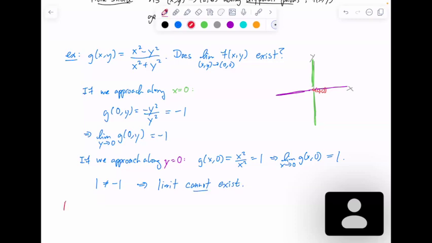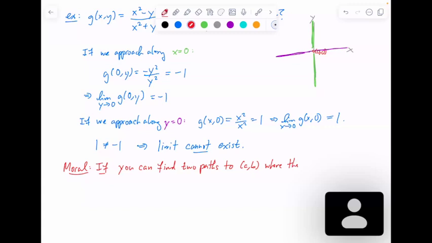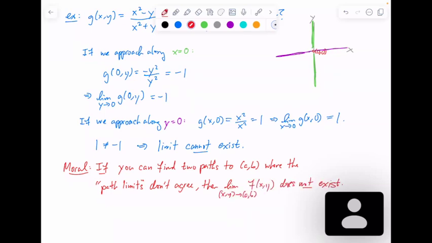So the moral of the story: if you can find two paths to (a, b), where I'm going to be informal here and call it the path limit, that don't agree, then the limit of f, as a two-variable function, does not exist. And in this class, this is probably one of the main things you could take away, because you're going to be looking at a lot of examples where we're going to ask you if limits exist or not. And by the examples I'm showing you right now and in class and in tutorials, you should be able to test some paths and figure out if the limit exists or does not exist.